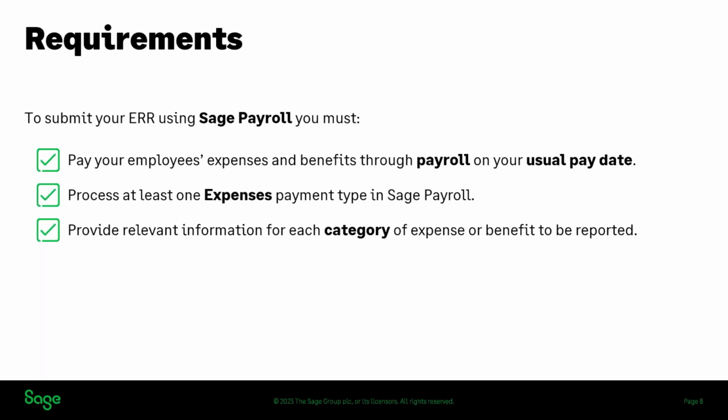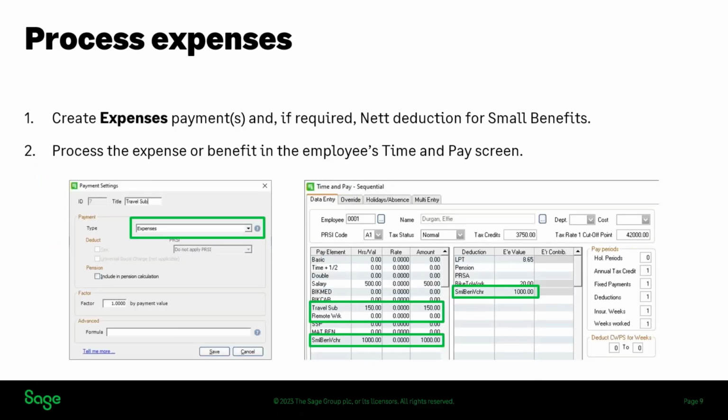And you're going to need to provide the relevant information for each category of expense or benefit that you're reporting. So which of the travel and subsistence categories it falls into, for example, or the number of days in relation to remote working daily allowance. And you're going to see how the categorization works a little bit later on in the demo. So if you're doing all of this, you'll be able to process expenses through payroll. And in order to do this, you will need to create at least 1 expenses payment.